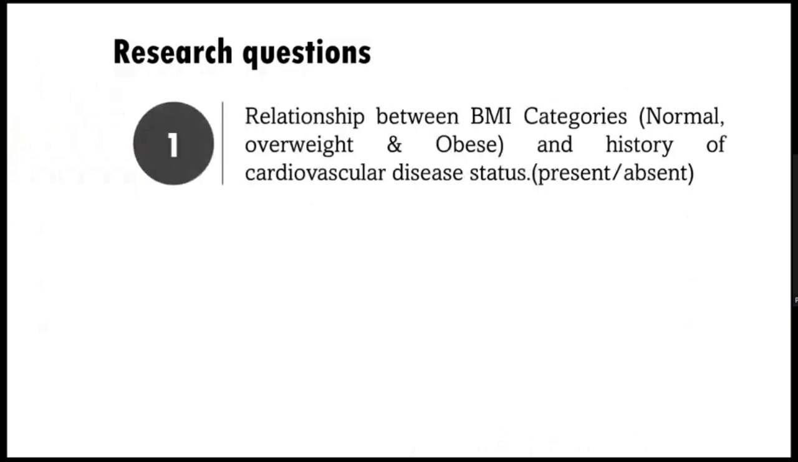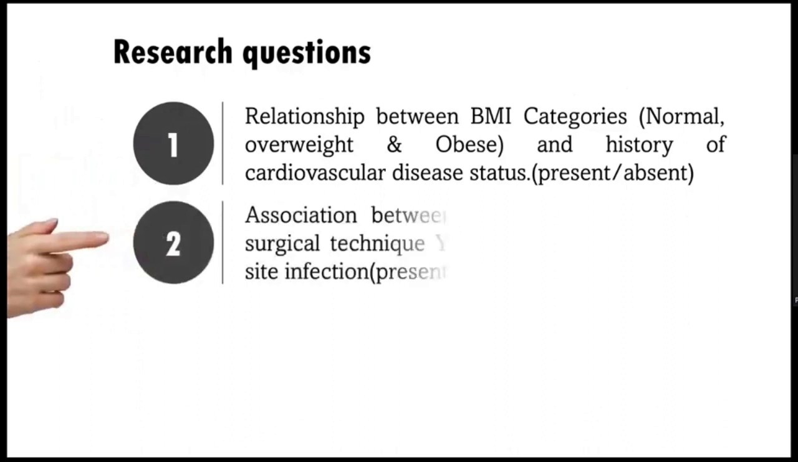So what are the research questions? The first research question could be, is there any relationship between the BMI categories, where I have categorized BMI as normal, overweight and obese, and history of cardiovascular disease status, like present or absent.